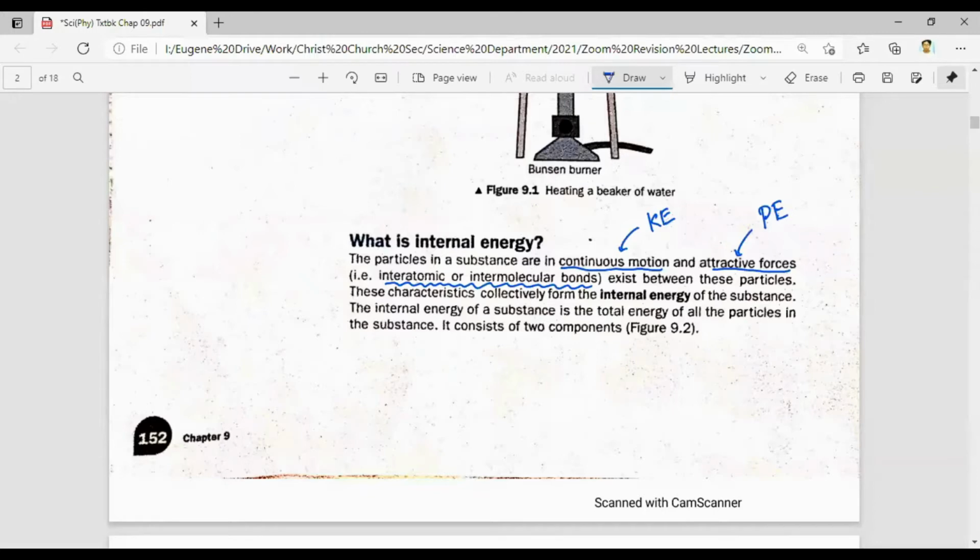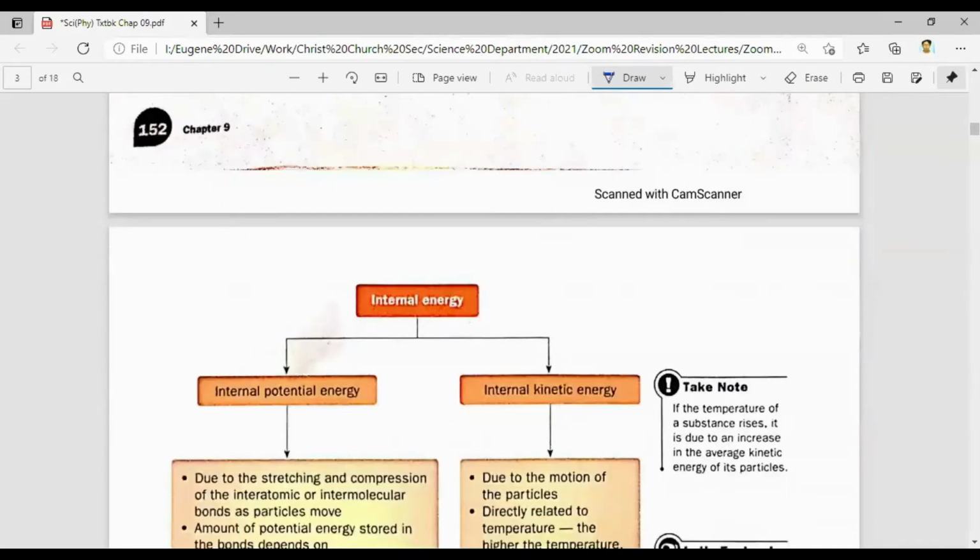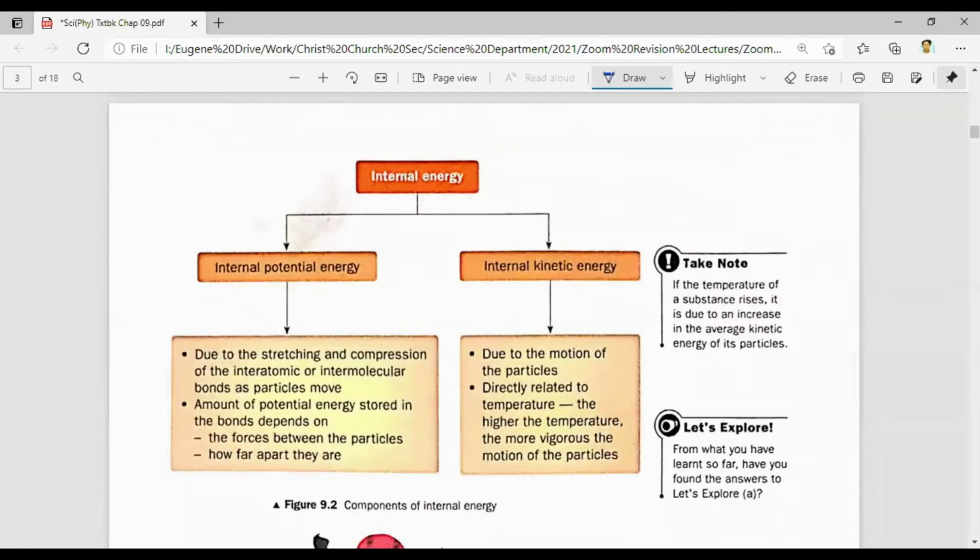As they mention in figure 9.2, the internal energy of a substance is the total energy of all the particles in the substance. This is the definition. What does the total energy comprise of? It comprises two main components, which I already mentioned, but let's look at the next diagram. The internal energy, the total amount of energy in the substance, can be broken down into these two parts.